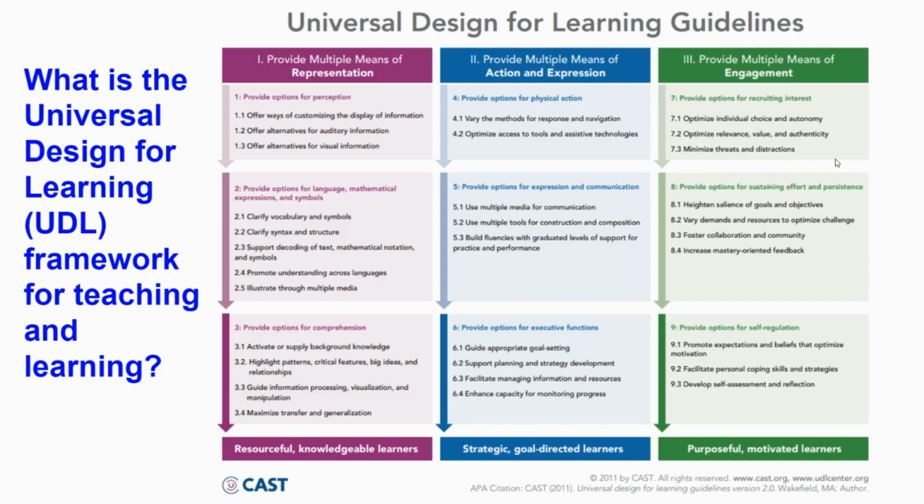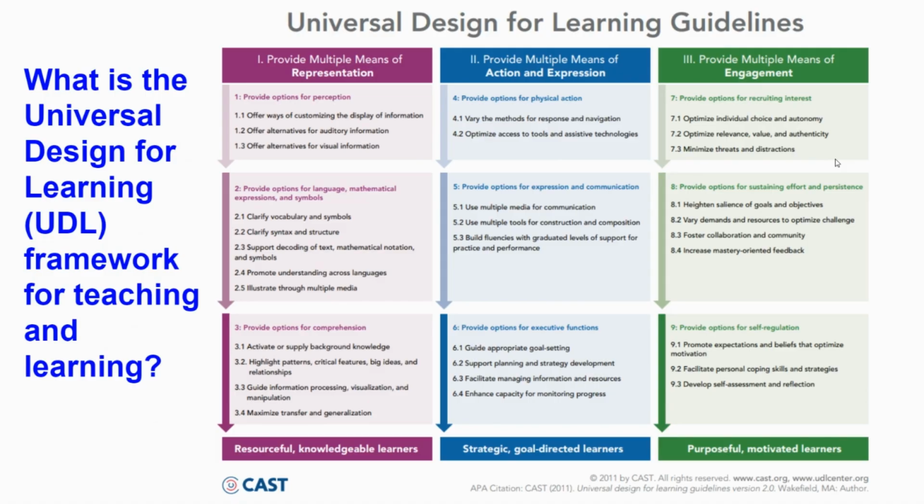Well, it's based on neuroscience, and there's a lot of resources online that we can hook you up with to learn a little bit more about that. But in a nutshell, there's 3 brain networks. From the left-hand side on your screen, there's the recognition network, where we want to make sure that students can access multiple means of representation so that they can understand what they're taking in. In the center, you'll see the strategic brain network, where we want to provide multiple means of action and expression so that students can engage in their learning.